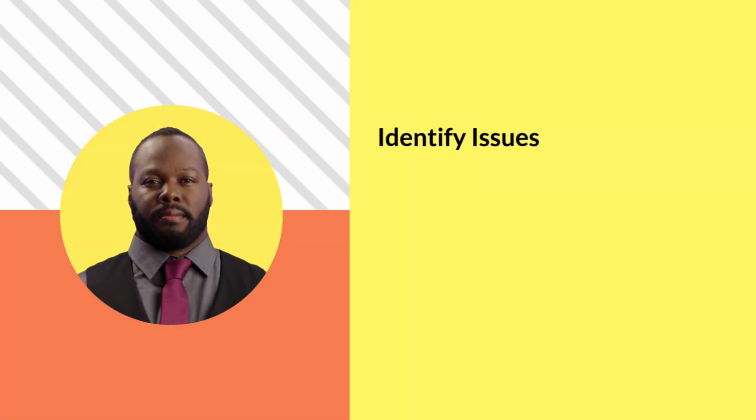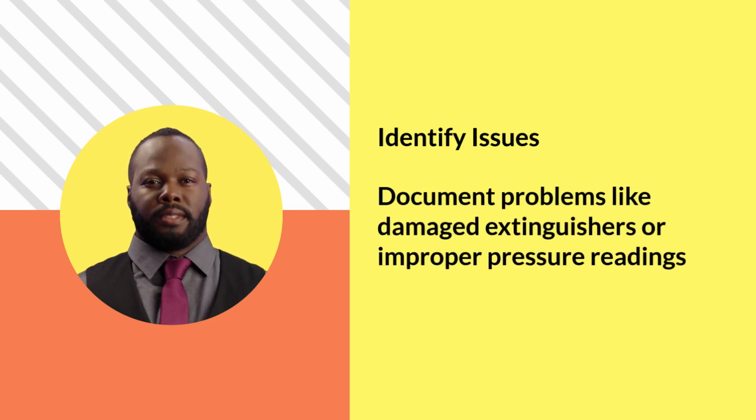Identify issues. Document any problems found during inspection, such as damaged extinguishers, improper pressure readings, or accessibility issues. Assign tasks. Tag responsible team members or contractors to repair, refill, or replace faulty extinguishers with clear deadlines. Track progress. Use eAuditor's task management feature to monitor completion of corrective actions and ensure all issues are resolved.